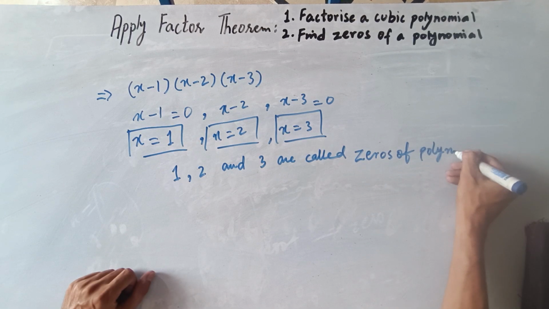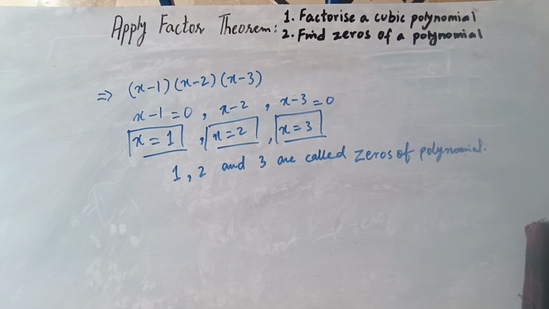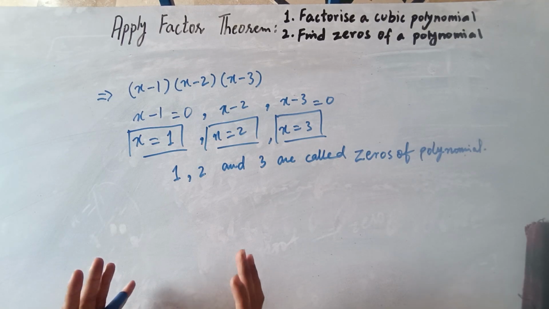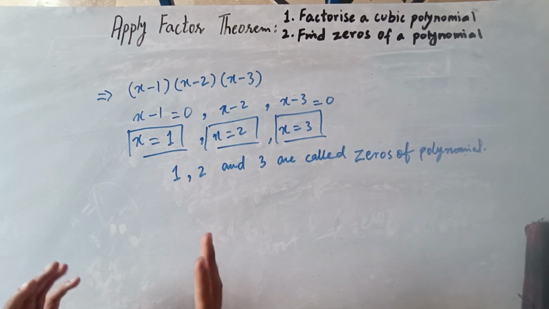So this is not a new thing, this is not a very different thing to understand. Whatever we get after factorization, those values of x are called zeros of a polynomial, which we were previously calling roots or answers. So zeros of a polynomial are also the same thing.